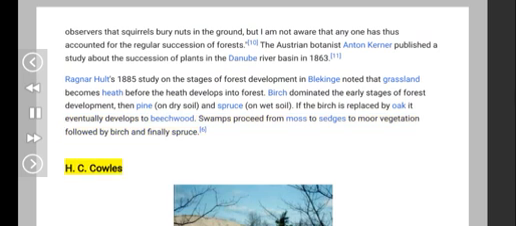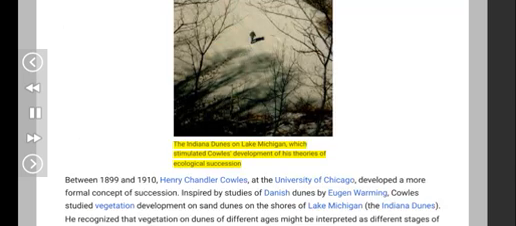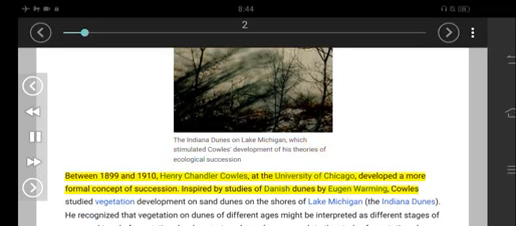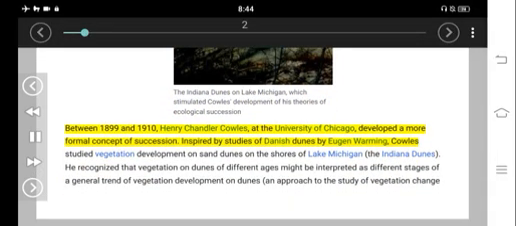H.C. Cowles. The Indiana Dunes on Lake Michigan, which stimulated Cowles' development of his theories of ecological succession. Between 1899 and 1910, Henry Chandler Cowles, at the University of Chicago, developed a more formal concept of succession. Inspired by studies of Danish dunes by Eugen Warming, Cowles studied vegetation development on sand dunes on the shores of Lake Michigan, the Indiana Dunes.